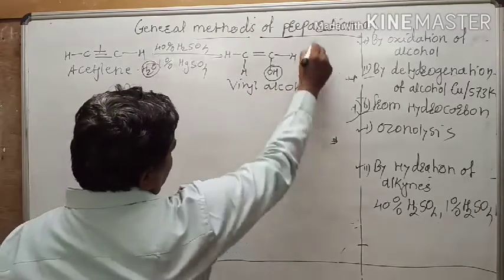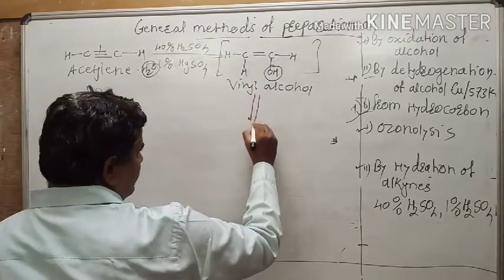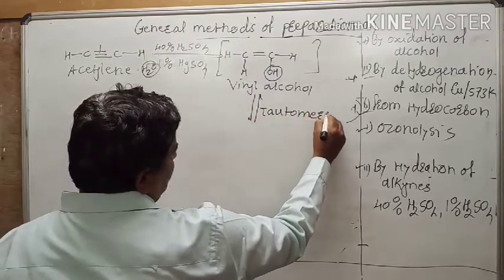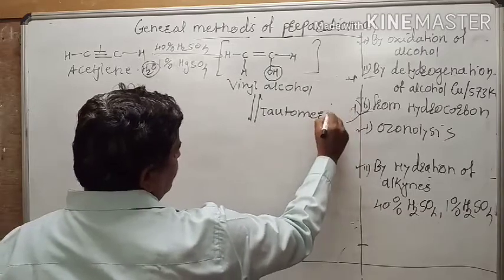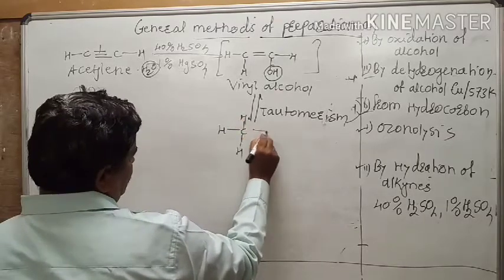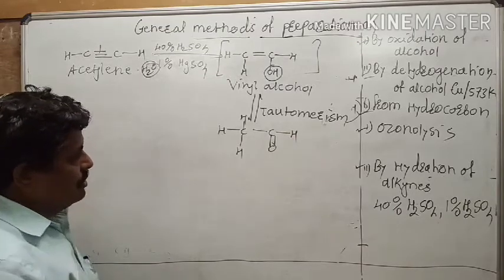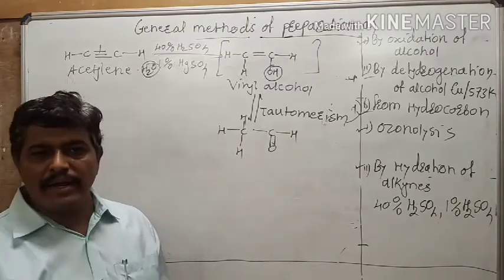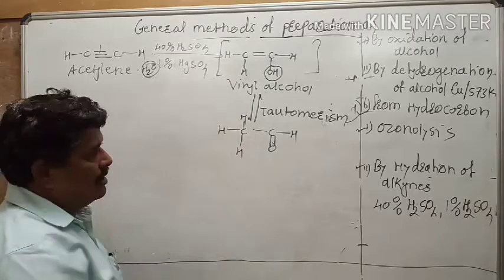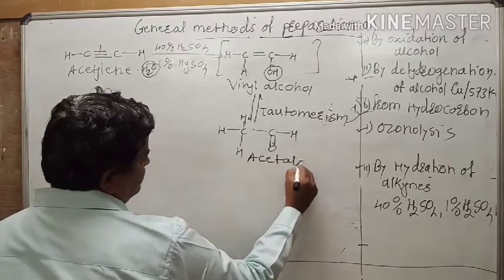This vinyl alcohol is unstable and hence it easily undergoes tautomerism. So it forms tautomers, and you will get CH3CHO. Tautomerism is when the ketone and enol forms are in equilibrium, and such isomers are tautomers. So vinyl alcohol gives acetaldehyde.